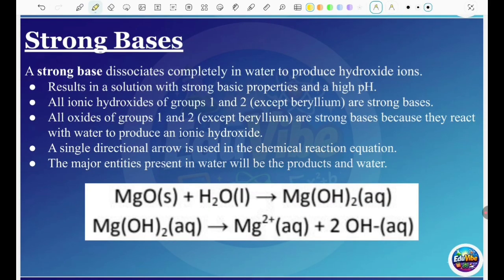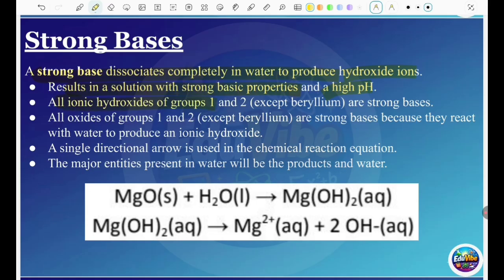So the bases work much the same as the acids. How can they work? We have strong bases first. A strong base dissociates completely in water to produce hydroxide ions. This results in a solution with strongly basic properties and a high pH, about 13 to 14.